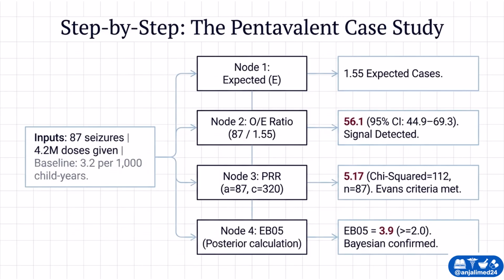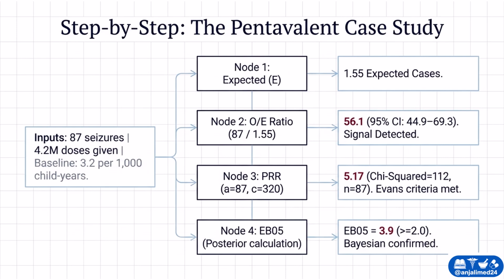The first step is calculating the expected number of cases. Using the background incidence rate and the amount of person-time exposure, the model estimates that only about 1.55 seizure cases would normally be expected to occur naturally during the observational period. This brings us to step 2: the observed versus expected analysis, or O over E ratio. Here we divide the observed number of cases, 87, by the expected number, 1.55.